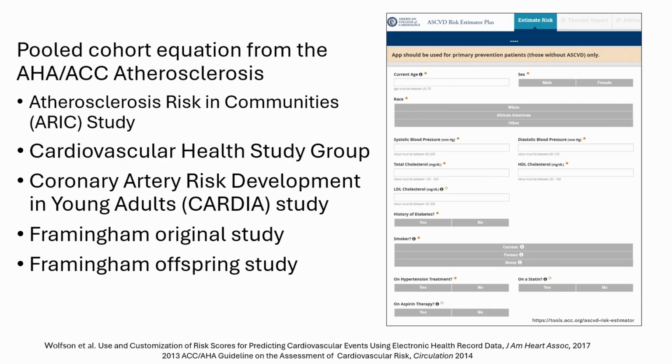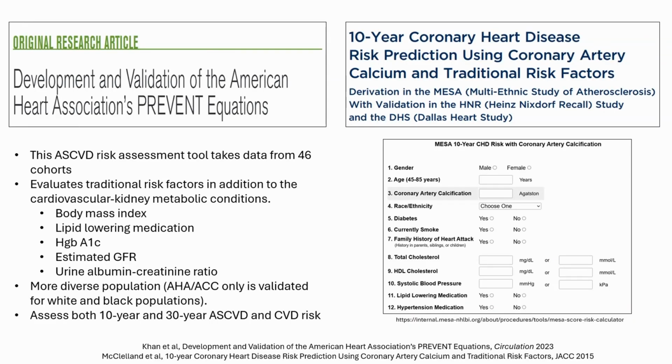There are actually many risk assessment scores out there. Just to name a couple here, in 2023, the PREVENT score was published. This included 46 different cohorts, 6 million individuals, and from a variety of locations with multiple different racial and ethnic backgrounds. This evaluated key traditional factors, including the ones we usually have, but also other key cardiovascular, kidney, and metabolic conditions such as these shown here. It also assessed both a 10-year and a lifetime, 30-year risk. And on top of that, it gives us not just atherosclerotic event risk, but all cardiovascular disease, including the risk of developing heart failure.